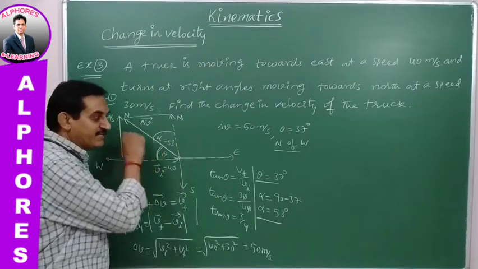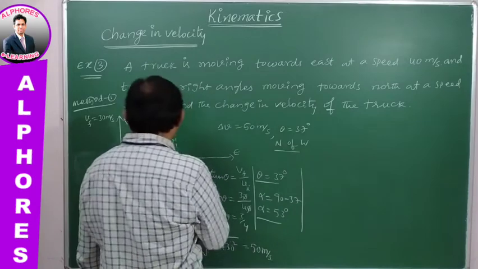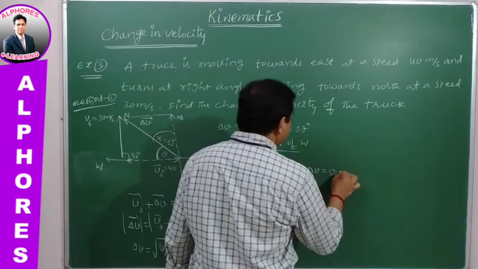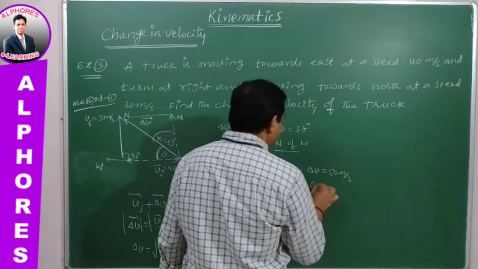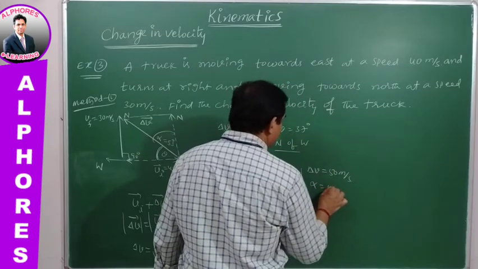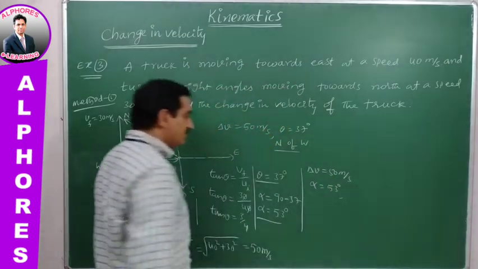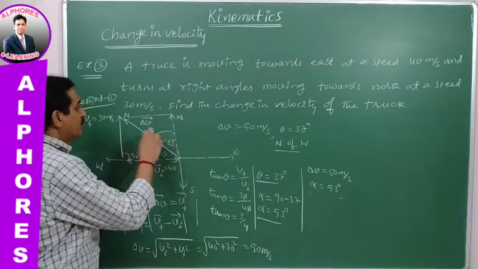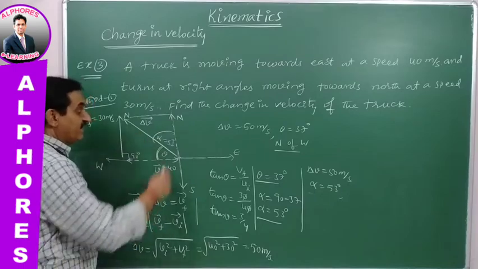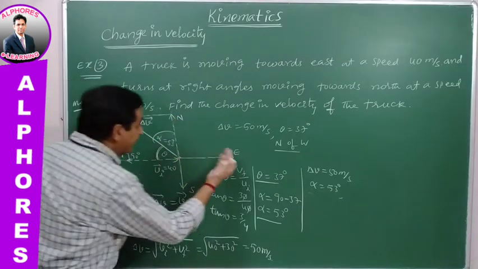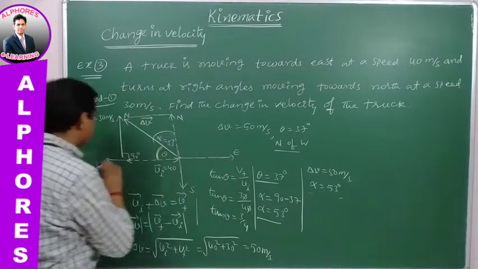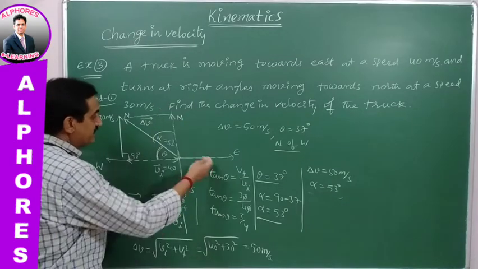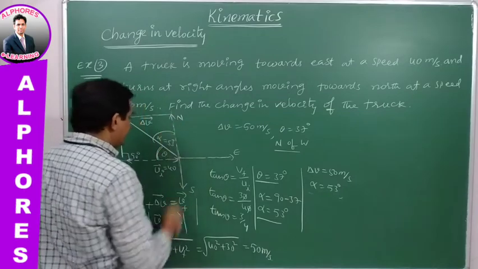Yes, this is also the correct answer. We can also give its answer like this. So, delta V is equal to 50 meter per second and alpha equal to 53 degree. Now it is making an angle with the north direction. North-south is differentiating the east-west directions.